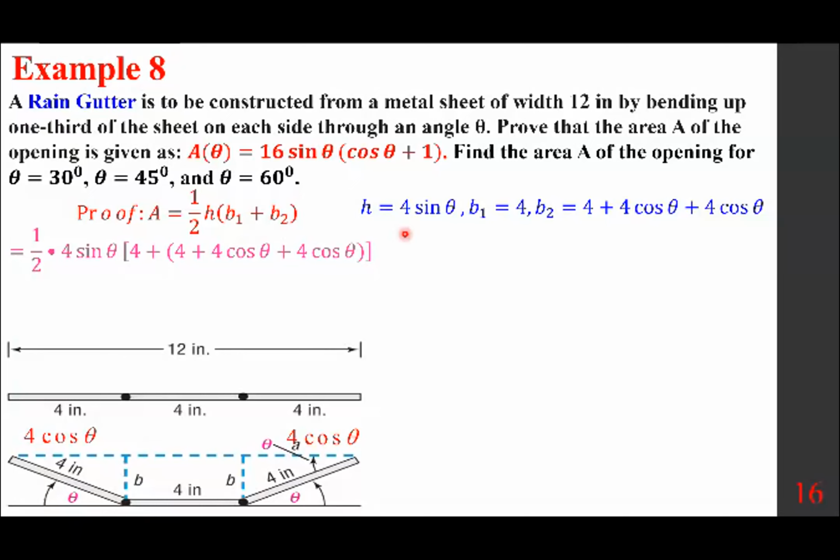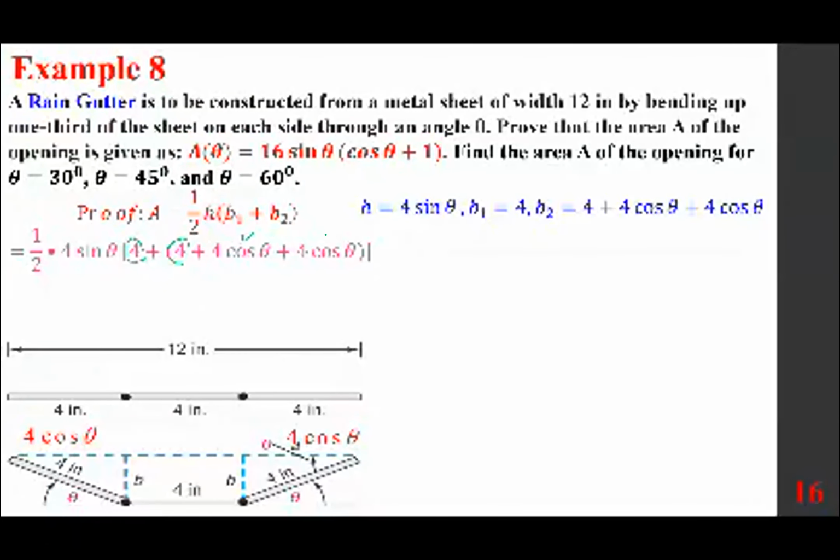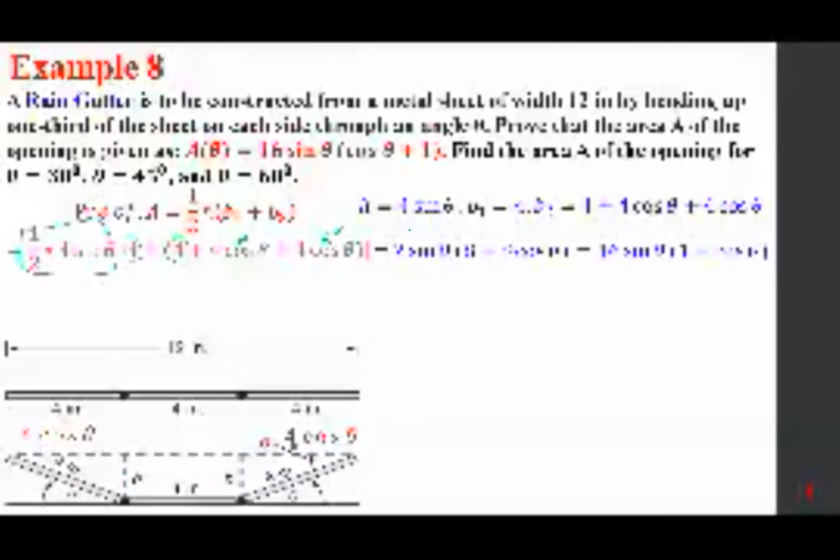How do we do that? Just do this. This 2, this 2, this 2. This is what we get. So we have 2 sine theta times 8 cos theta, and you can take the 8 out here. And 8 times 2 gives you this 16 times 1 plus cosine theta. So it's very straightforward.